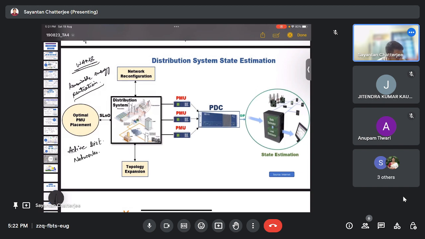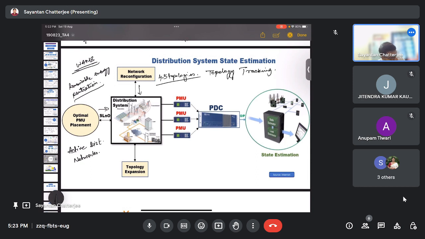This distribution network, based on optimal PMU placement, would be feeding the data. Network reconfiguration occurs; in a distribution system we generally consider four to five topological changes per day, based on the locations. So topology monitoring or topology tracking is a major objective of the distribution before state estimation is performed, which is a part of the WAMS based technique.